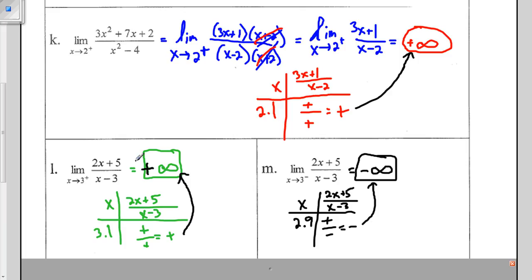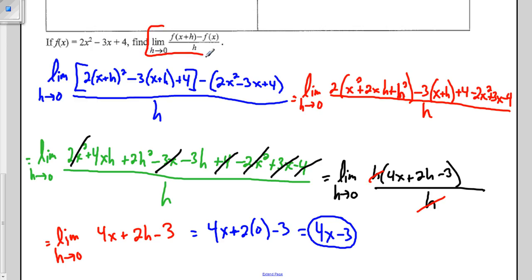It's the same function, but we're approaching 3 from the right and 3 from the left. So 3 from the positive side, I'm going to choose 3.1, get positive infinity. And over here, I just substitute in 2.9. Again, positive over negative is a negative, so this is going to approach negative infinity. Okay, so there is a vertical asymptote there. It's a one-sided limit, so I know I can approach positive infinity or negative infinity. Okay, this last one on this page.